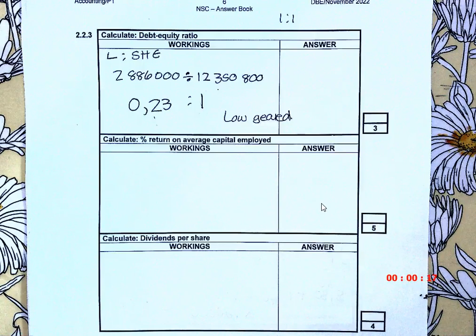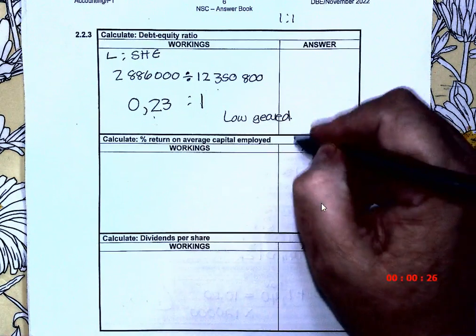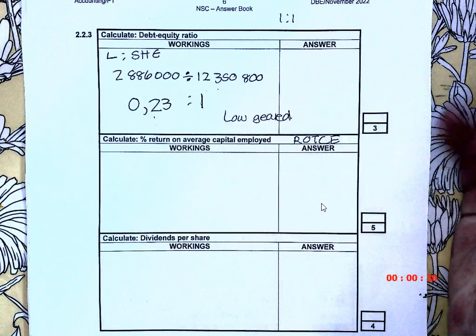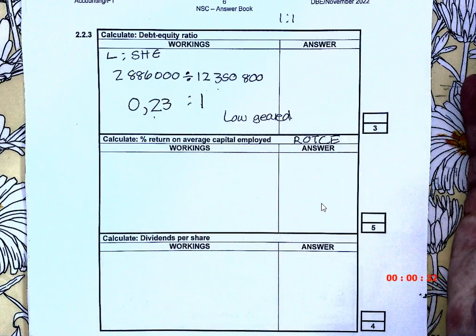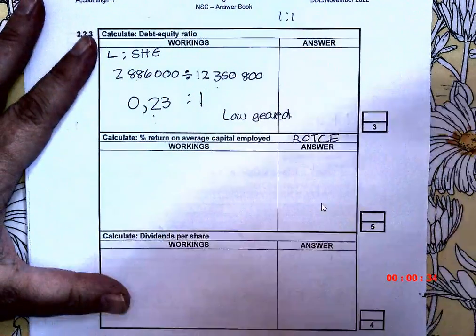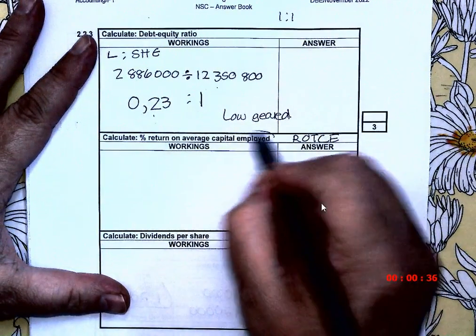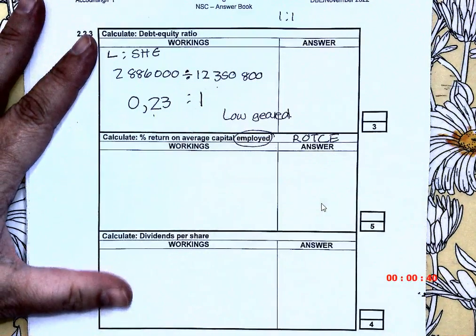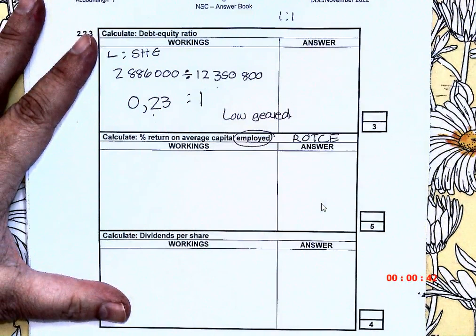The percentage return on average capital employed. Can you see? This is the ROTCE. And the ROTCE is the longest calculation. Because ROTCE is, how do I know it? Because they say capital employed. They don't ask the percentage return on equity.